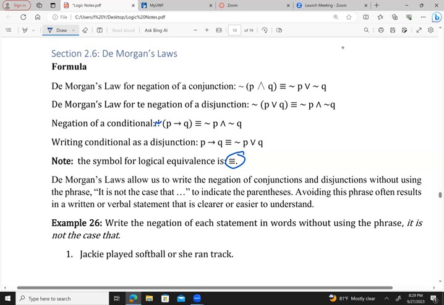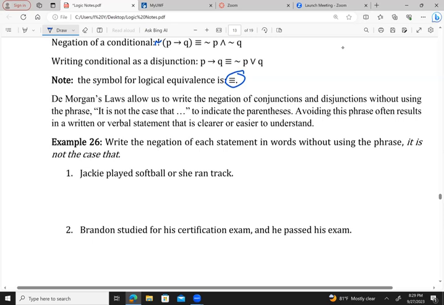What De Morgan's laws allow us to do is write the negation of conjunctions and disjunctions without using the phrase "it is not the case that" to indicate the parentheses. Avoiding this phrase often results in a written or verbal statement that is clearer or easier to understand. So we want to write the negation of each statement in words without using the phrase "it is not the case."